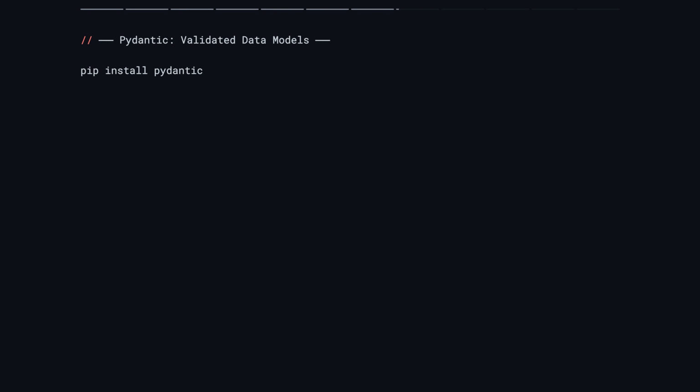Pydantic. Validated data models. Pydantic is a library that adds data validation to your models. It checks types and constraints when you create an instance. Install it with pip install pydantic. Basic Pydantic model. Pydantic validates data when you create an instance. Each invalid call raises a validation error with a detailed error message.